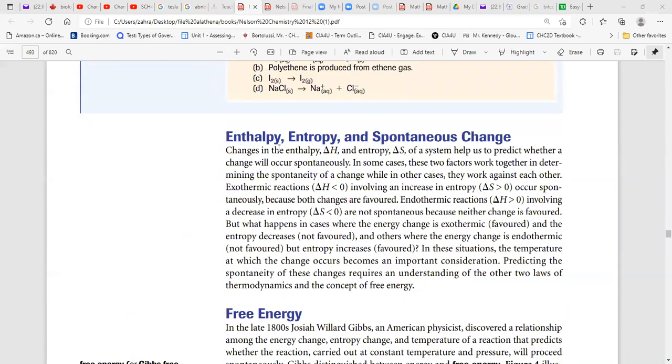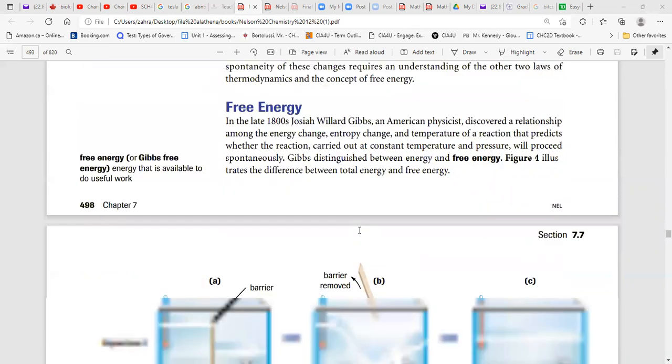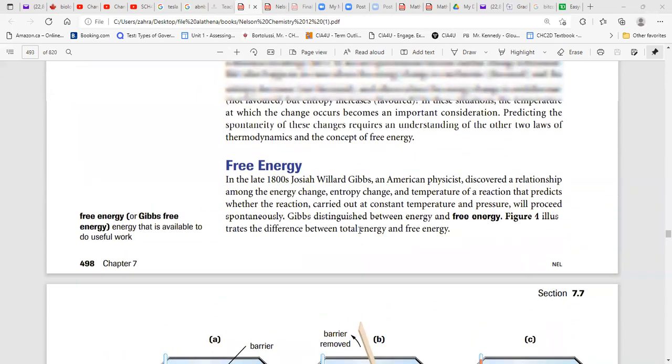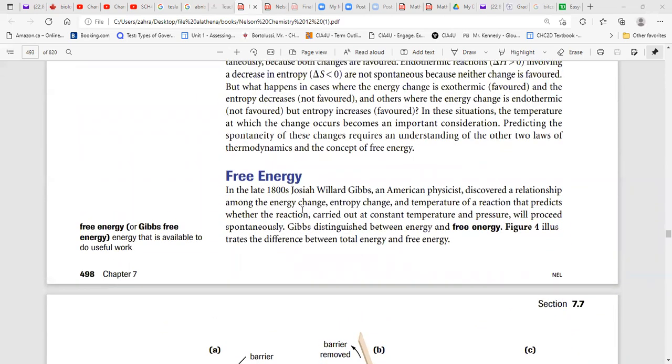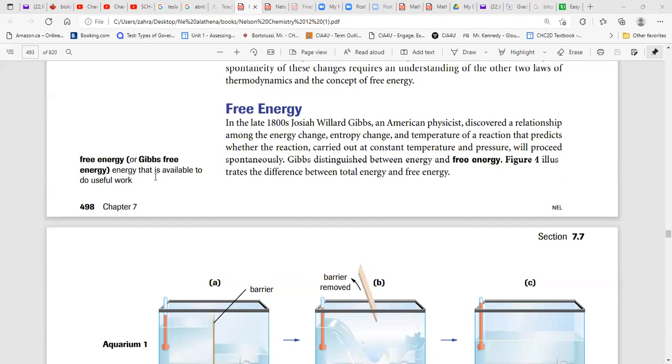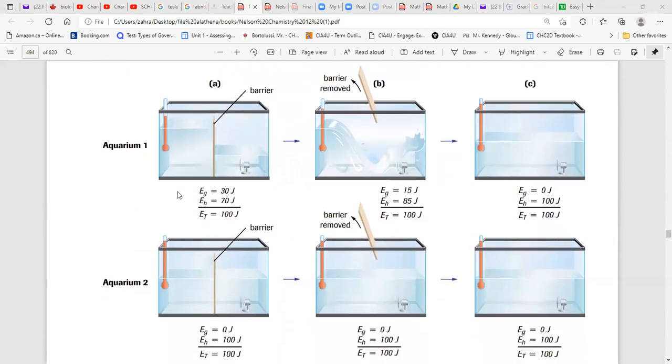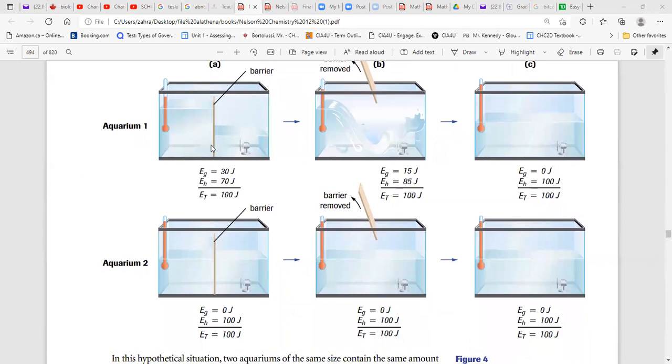So we're talking about enthalpy, entropy, and spontaneous changes. We know what delta H is, and we know that delta S is entropy. Delta H is enthalpy. Now, what is free energy? Free energy is energy that is available to do useful work. Here's an example.